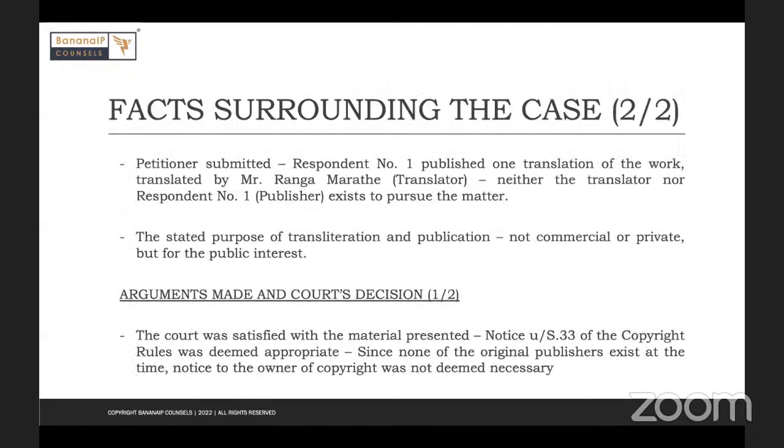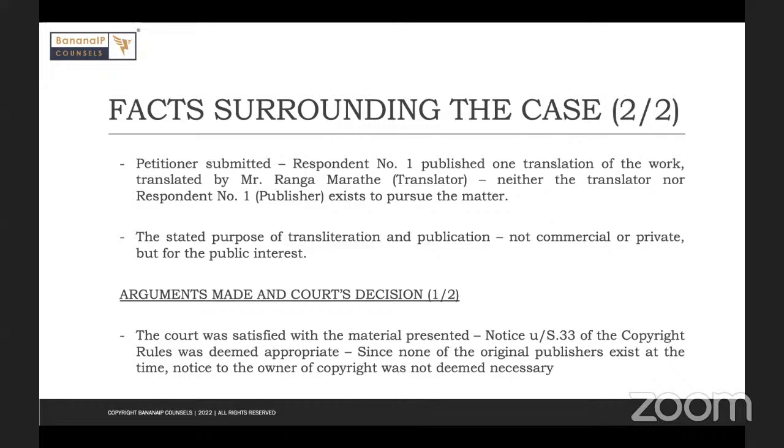They also submitted that they were able to find one abridged translation of the work, which was translated by one Mr. Ranga Marathe, who was the translator of the work and published by the respondent number 1 in this case, that is Kirloskar Press. However, the petitioner was unable to find the translator or the respondent number 1 since they did not exist at the time of the petition, and thus the petitioner could not pursue the matter with them.